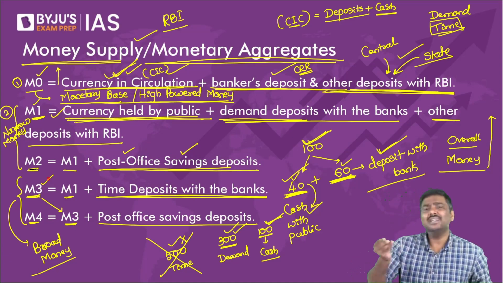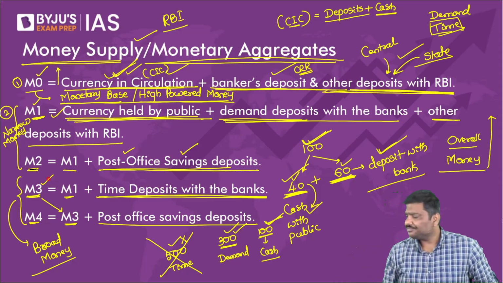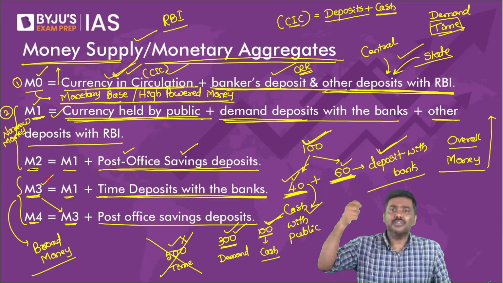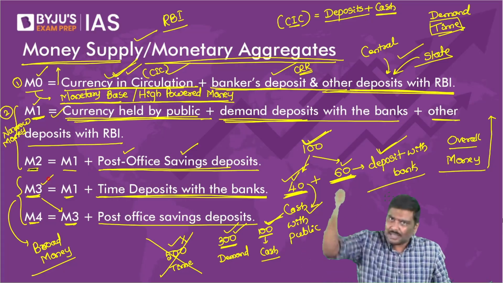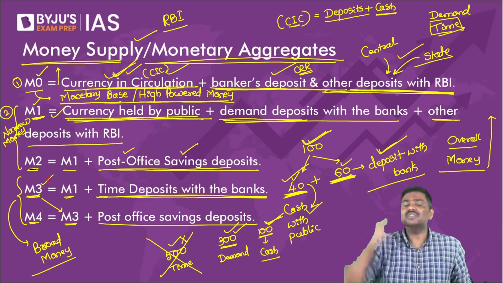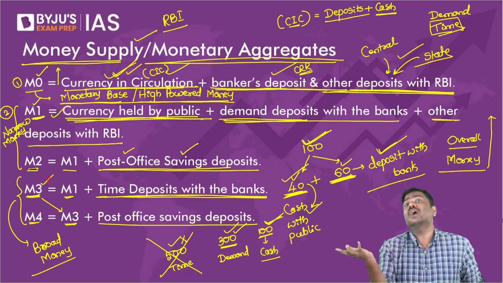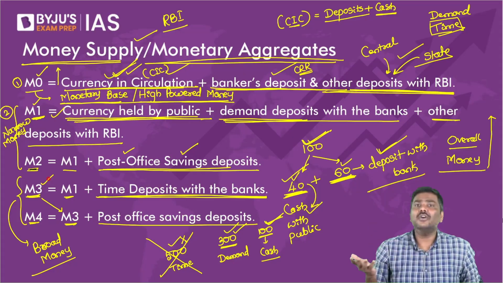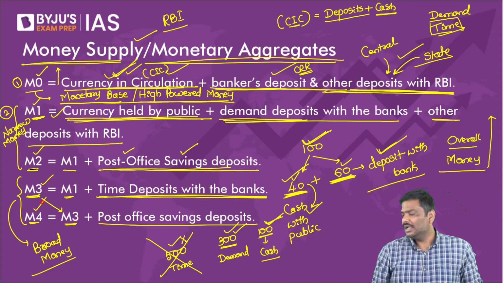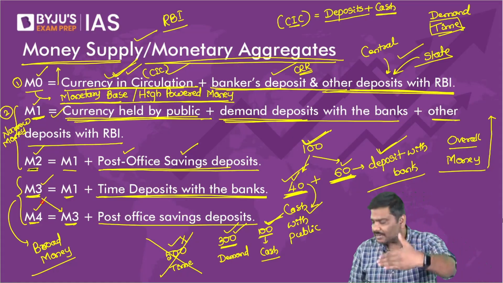Whereas, there is also an argument which says some people will keep deposits even with the post offices. Yes or no? That is their money in the post offices, especially in rural India. They'll keep their money in the post office savings account. So where do you count that? Where will you account for that? That is the reason we have M2 and M4.